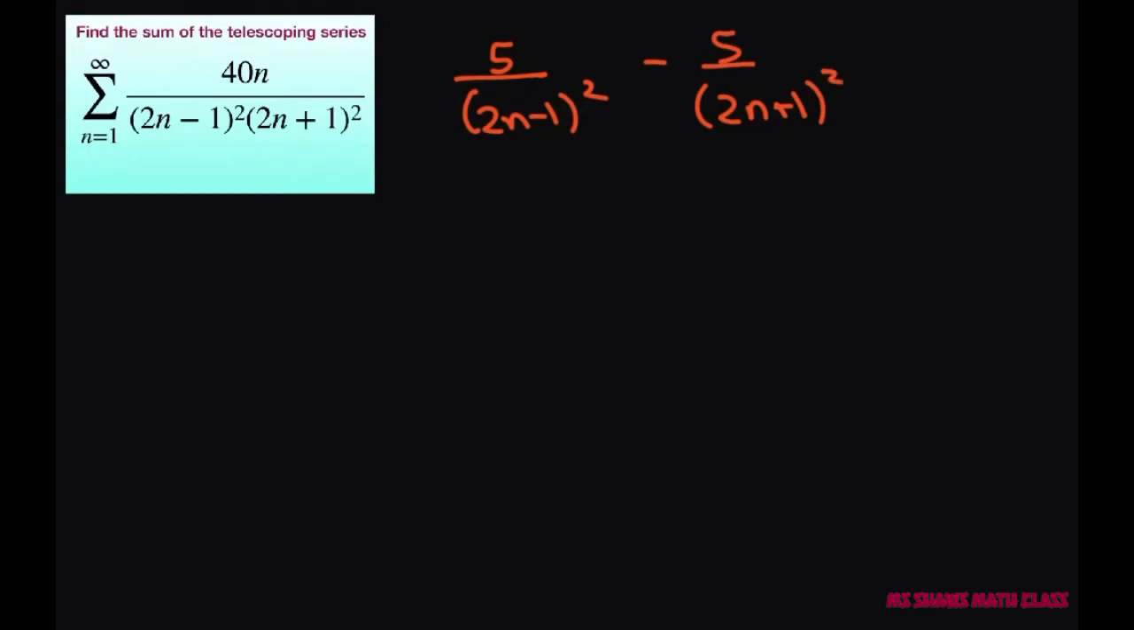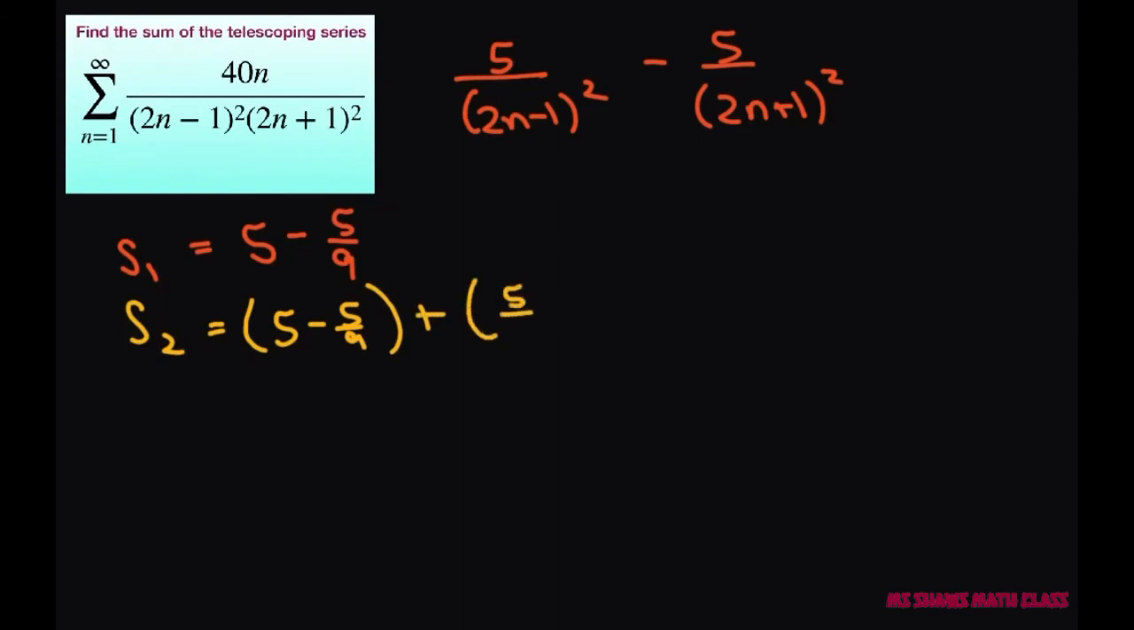So if we take our first partial sum, we're going to get 5 minus 5/9. All right, our second partial sum is going to be 5 minus 5/9 plus 5/9 minus 5 divided by 25. And this is why it's called the telescoping series, these collapse. So that's just going to be 5 minus 5 divided by 25.